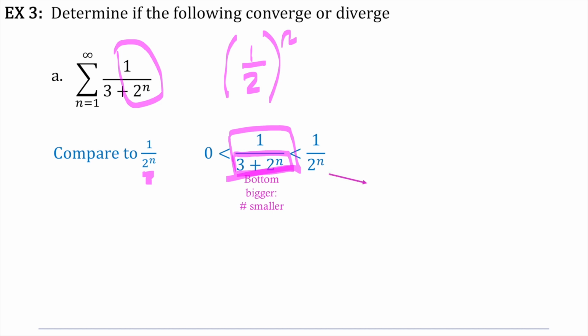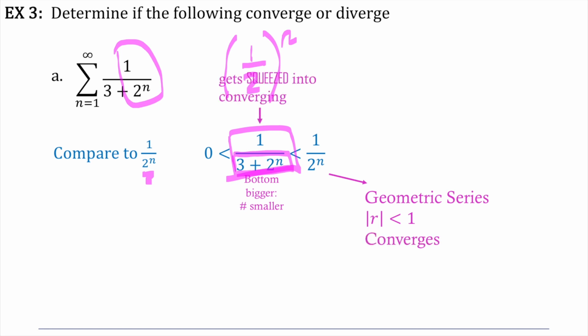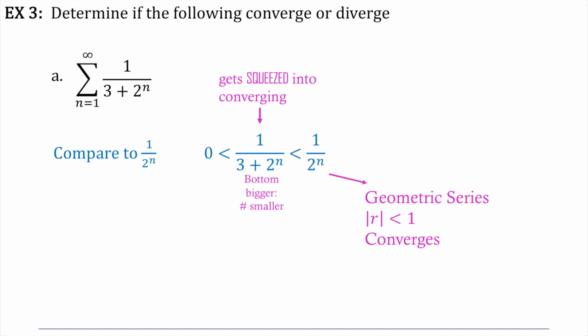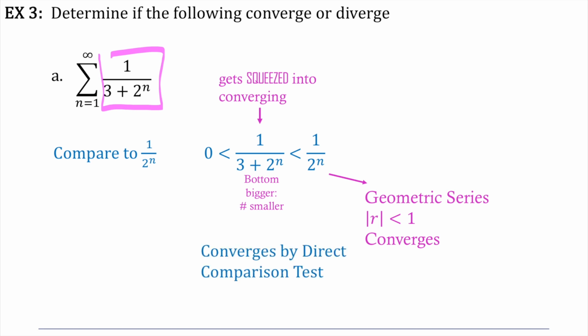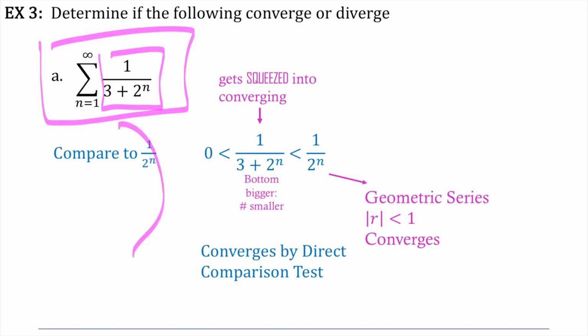I know that 1 over 2 to the n, that's a geometric series with a common ratio of less than 1, so it converges, which means my original series gets squeezed into converging. So my series here converges by the direct comparison test.